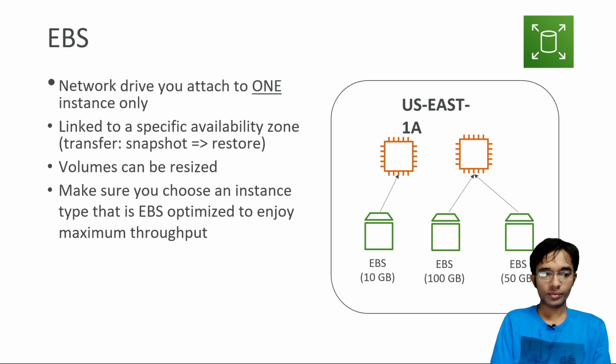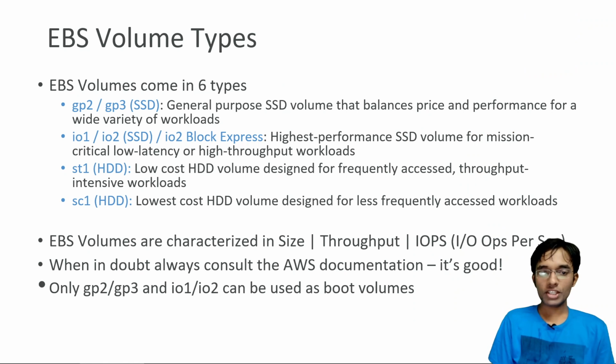Now for EBS volume types, you have different types of volumes for EBS. You have the GP2 or GP3 SSD family. G means general purpose SSD volumes that balance good price and performance and fit most workloads. But if you want extremely high performance, very high throughput, and very low latency, then you need to look into the I family: IO1, IO2, and IO2 Block Express.